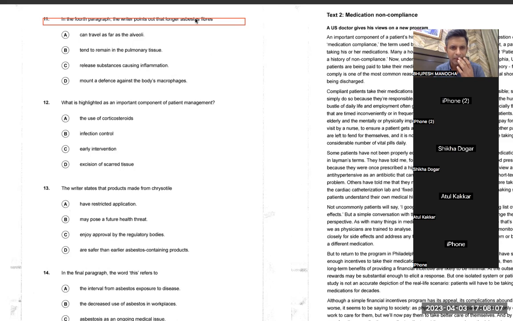Tend to remain in the pulmonary tissue can be right, because they stay there, the persistence of these fibers. Release substances: the writer says that longer asbestos fibers release substances. No, I don't think so. Substances are released by our body. Mount a defense against the body's macrophages: I don't think so. The only answer I could do is B. I couldn't find anything else. It should be B only.